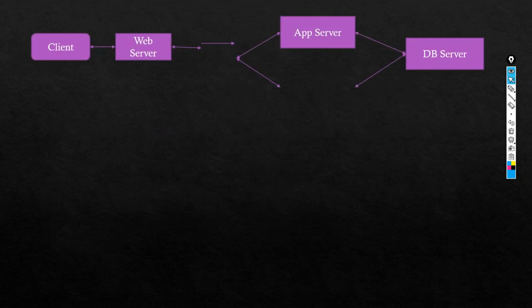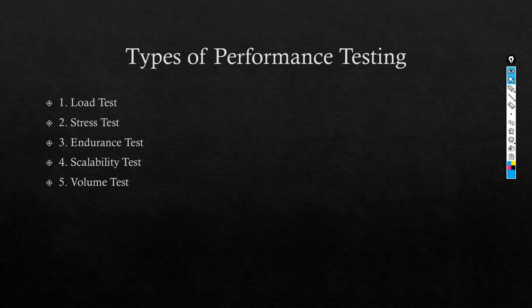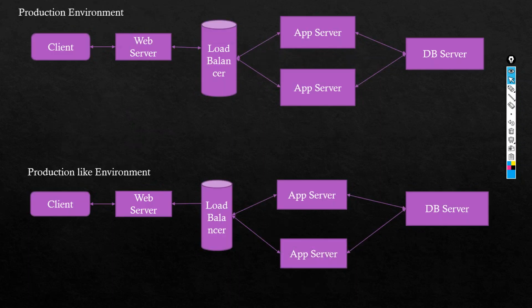Now, the next thing is, whenever you are testing any application for performance, the environment which you are testing should be similar to the production environment, right? So when I say it should be similar to the production environment, it means whatever the hardware infrastructure and the software infrastructure, number of servers, software versions, hardware versions, hardware configurations, everything should be same in our performance testing environment as well.